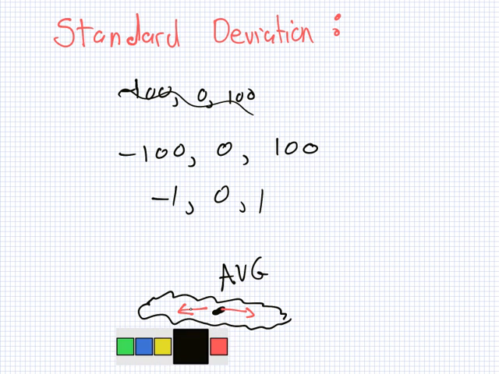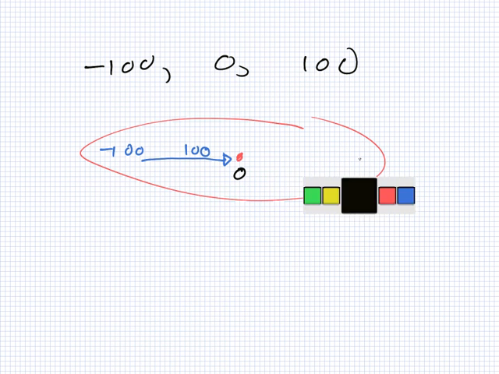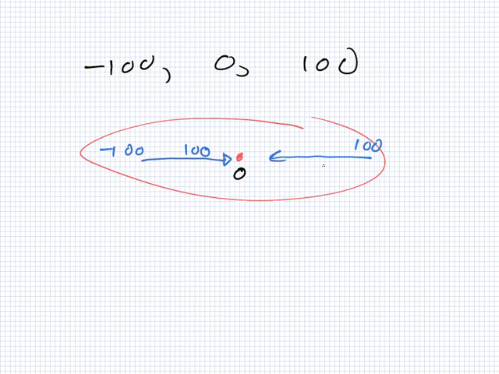So for example, let's take some numbers here, like minus 100, 0, and 100. How far away is each of them from the center? Well, minus 100, that's 100 away from the average of 0. And then the point 100, how far away is that? 100. And 0, how far away is that? 0. Now what's the average of those three numbers? 100, 0, and 100? 66.